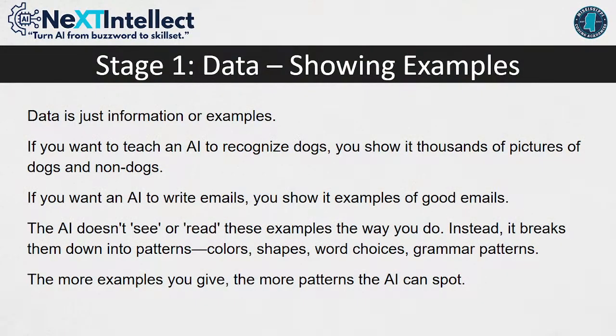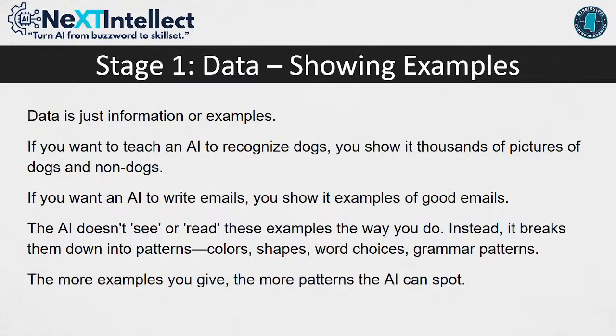So stage one, data, showing examples. Data is just information or examples. If you want to teach an AI to recognize dogs, you've probably shown it thousands of pictures of dogs and non-dogs. If you want it to write emails, you've shown it examples of good emails, what to look for. You've shown it examples of what are labeled not good emails.